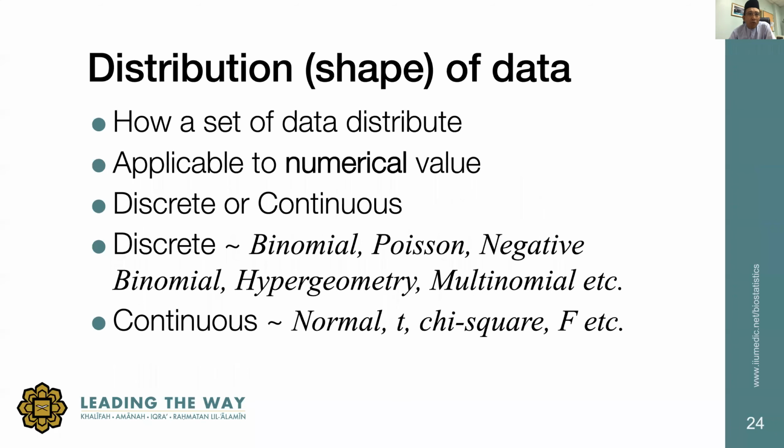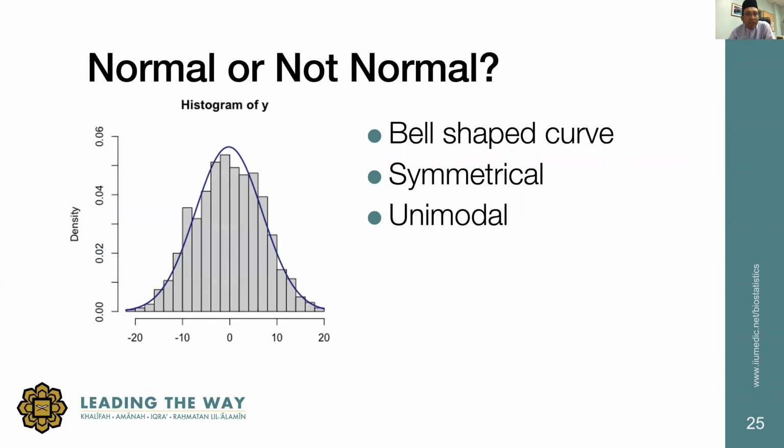All right. So basically, this is about the distribution of data, how your data distribute. For your practical session, this deals especially with numerical data. For categorical data, you cannot get a distribution curve, but for the number of events, yes, you can get the curve.